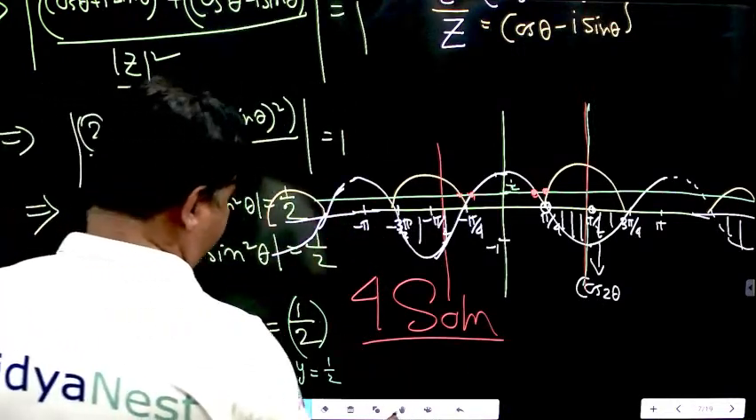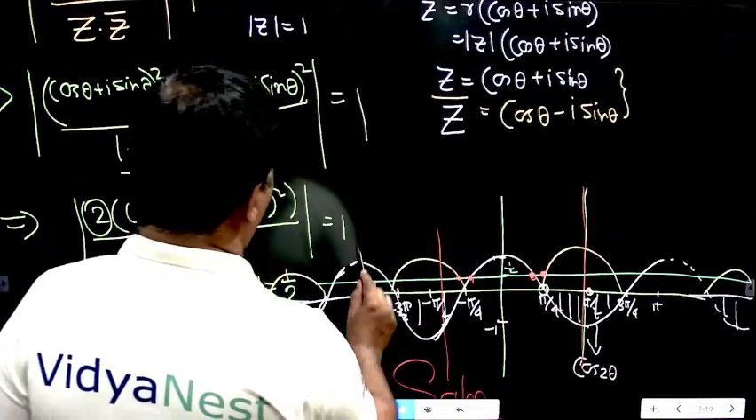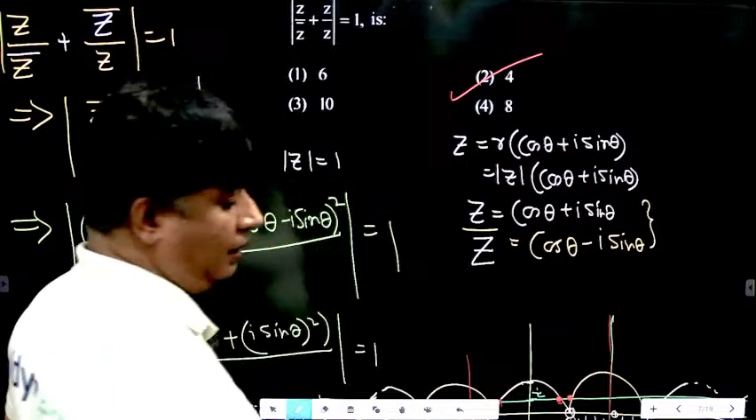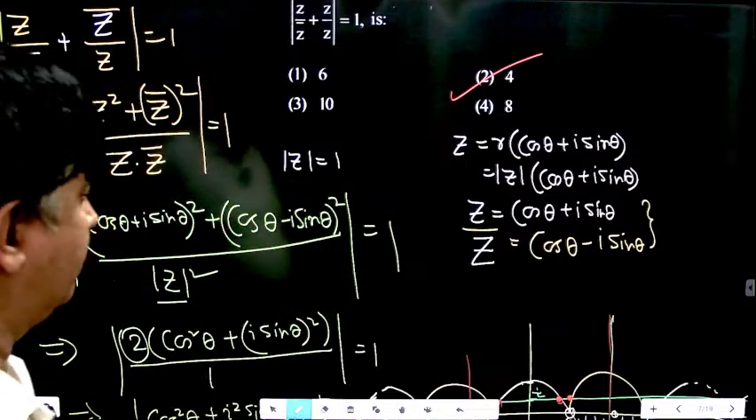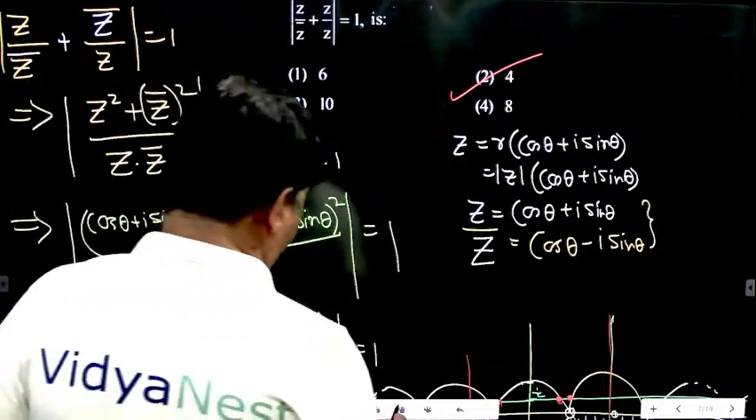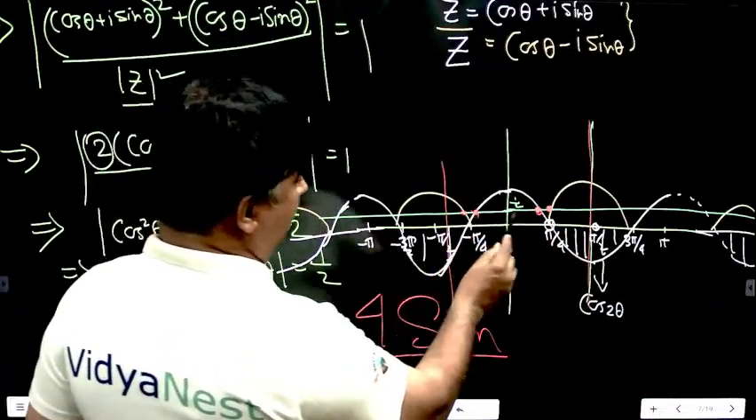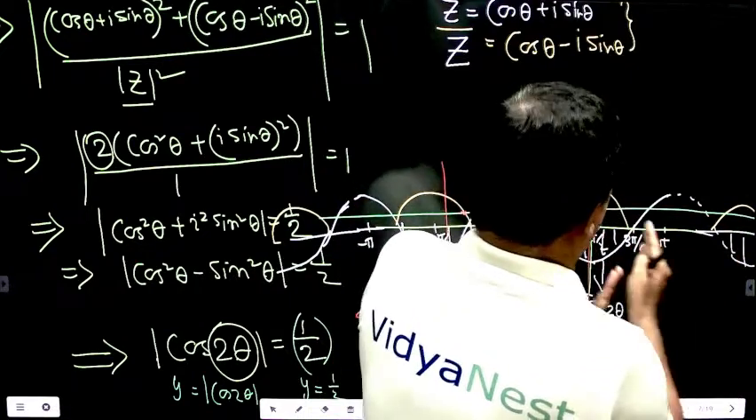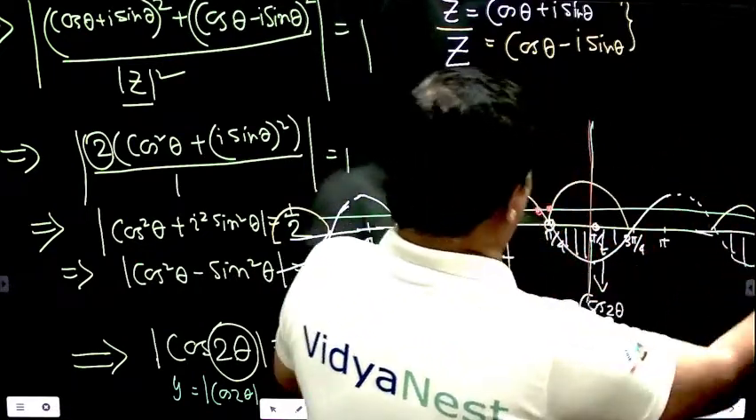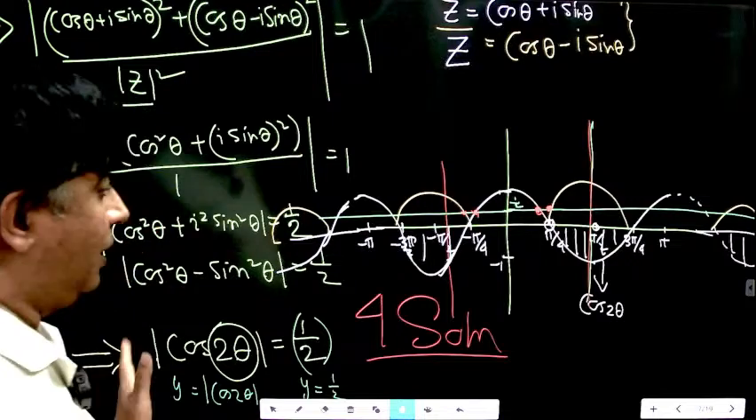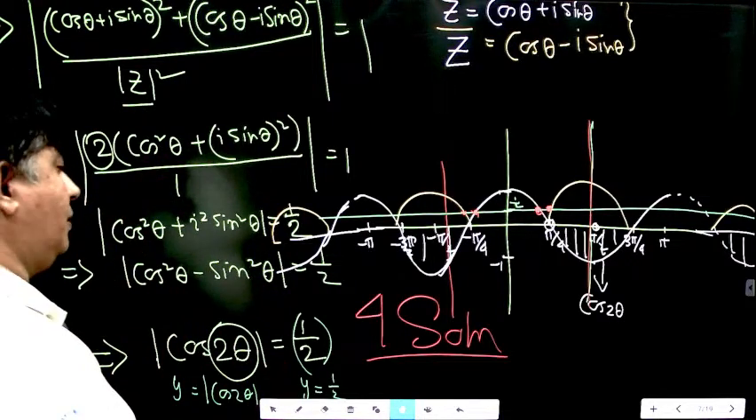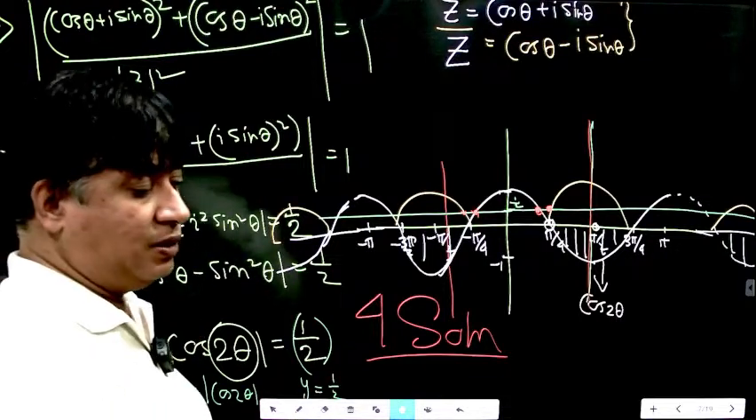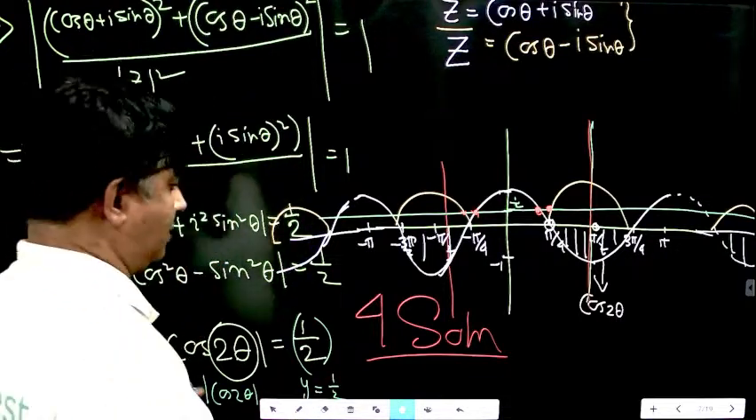Okay. Got it? Yes, sir. Got it. You have to consider the principal value only. In 4 points they are meeting. Other values will be repeated values, so we will not consider that. In the principal value, cos 2 theta and half will meet with each other at 4 points.